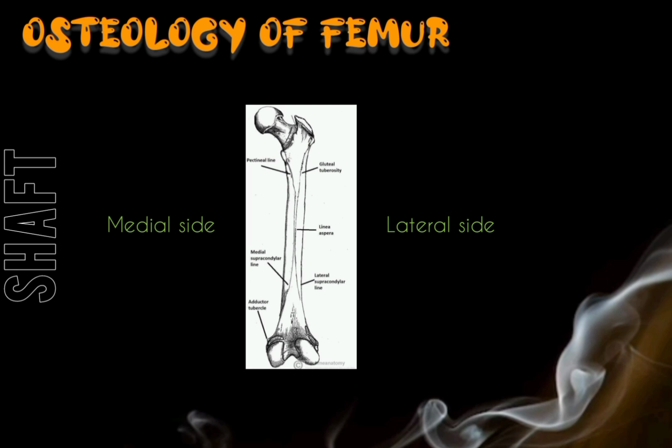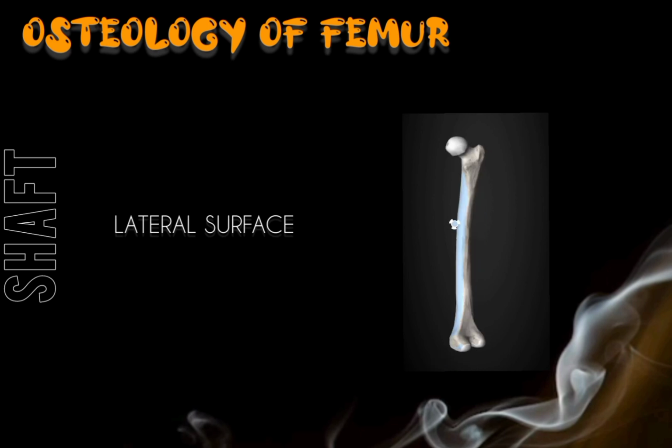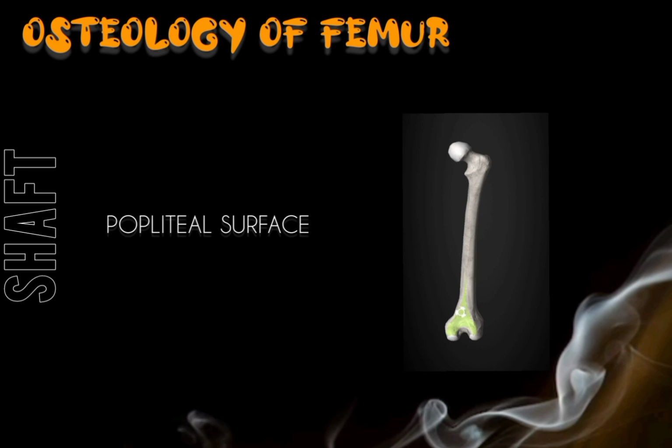And on the lower half you can see that the posterior border, which is termed the linea aspera on the femur, is dividing into the medial supracondylar line and the lateral supracondylar line respectively. Now if we talk about the surfaces of the shaft of the femur, there is the anterior surface, the lateral surface, the medial surface, and the popliteal surface. The popliteal surface is present at the lower one third of the shaft. So this is all about the shaft of the femur.